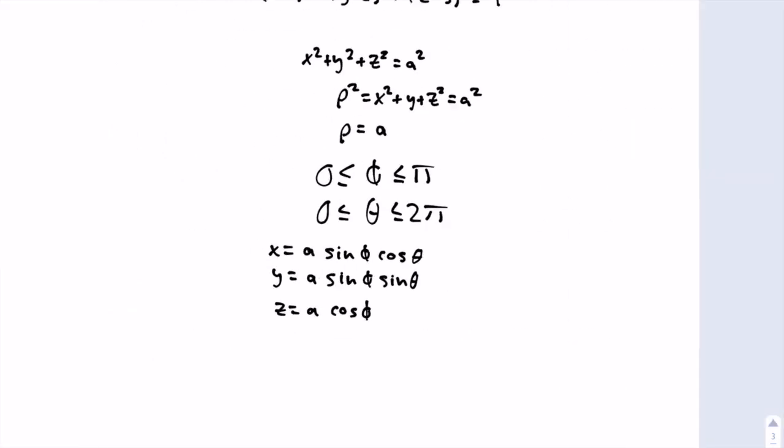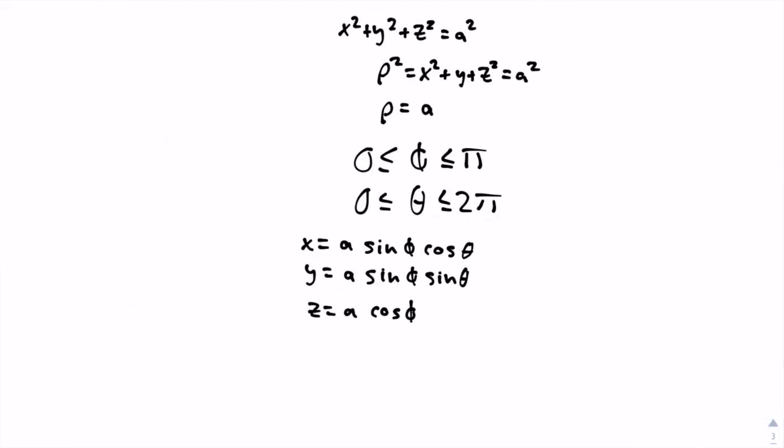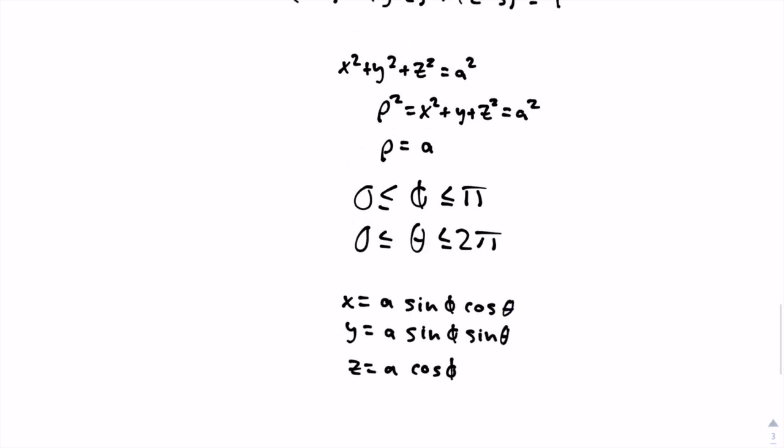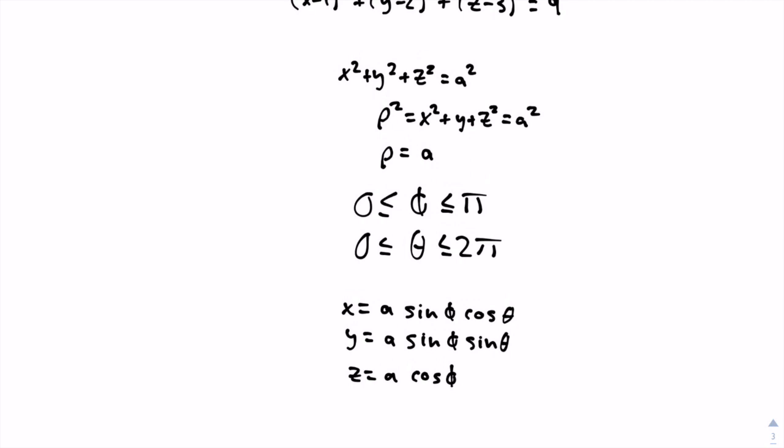And this would be our parametric equations in terms of phi and theta for any sphere. In this case, x squared plus y squared plus z squared equals an arbitrary radius a squared. And hence we have our parametric equations for this arbitrary sphere.